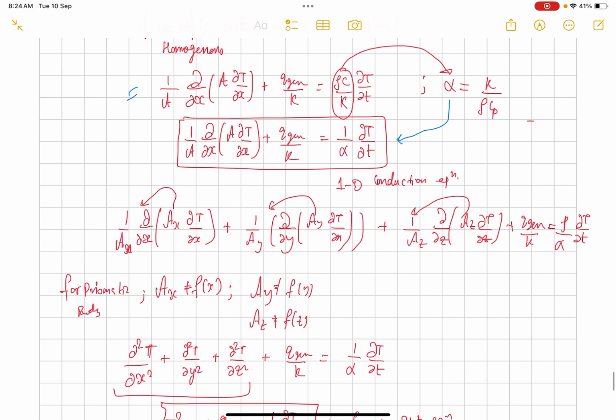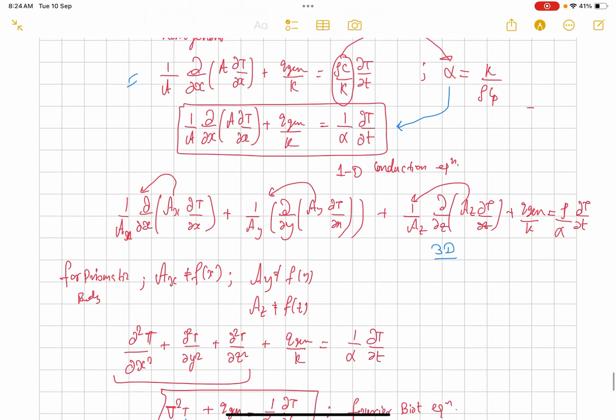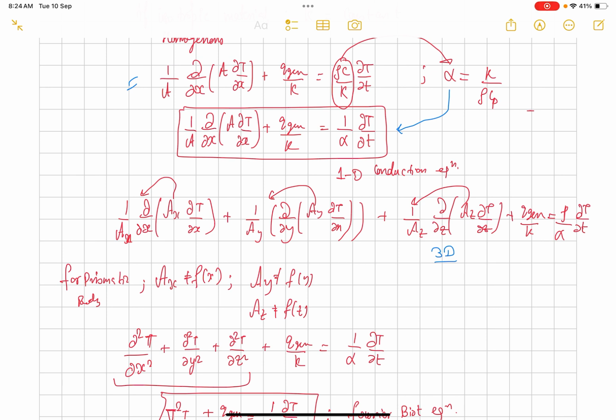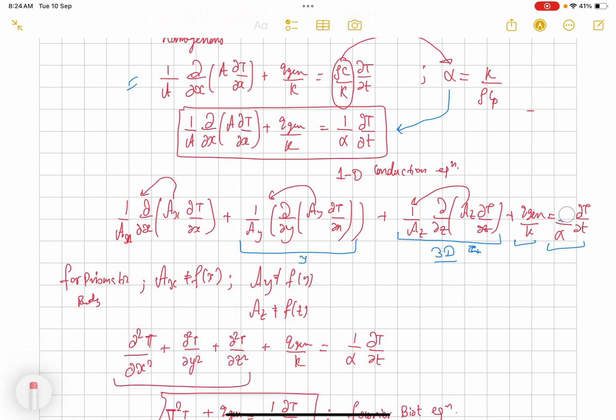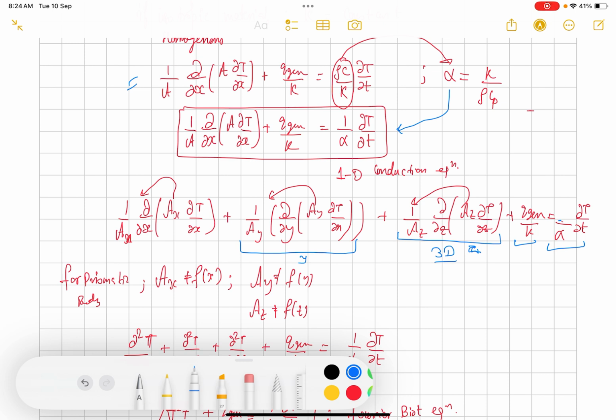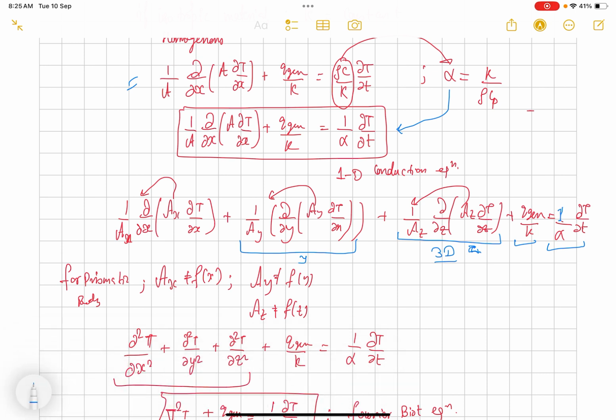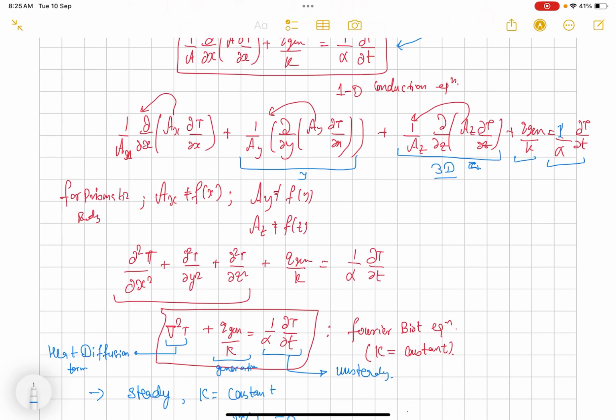And for writing it for 3D, we can similarly incorporate the y term and z term, y-direction diffusion and z-direction diffusion, and q gen, and this 1 by alpha will remain the same. And for a prismatic body, where there is no change of area with respect to direction, we can take the area out, and then it will be cancelled, simply like this.